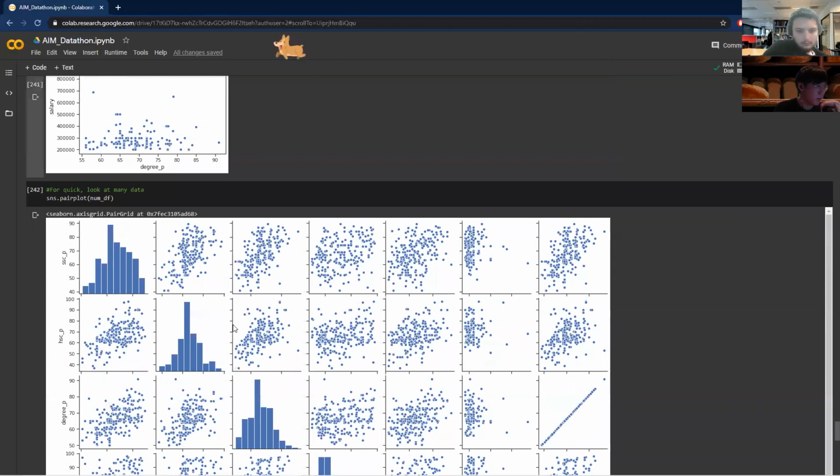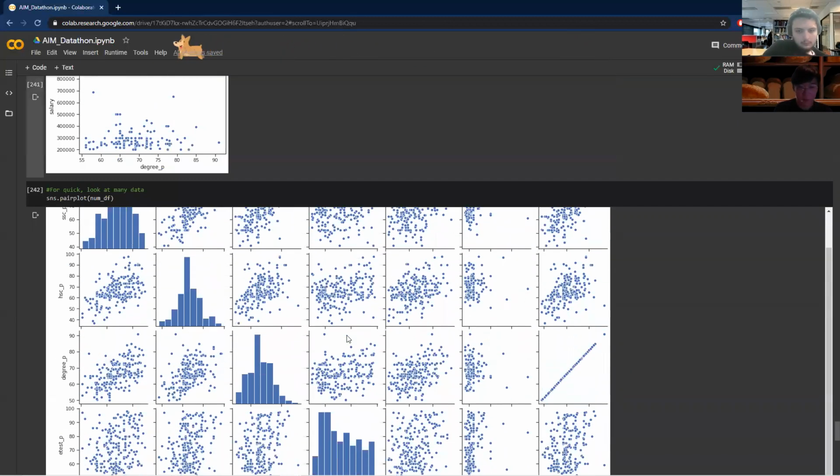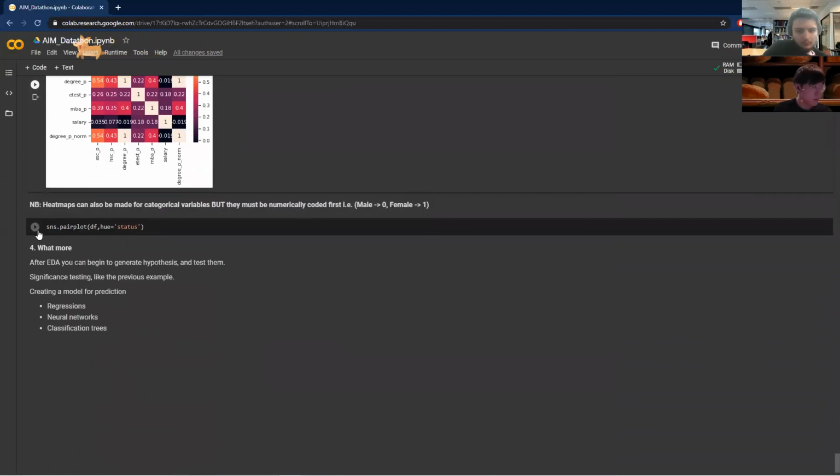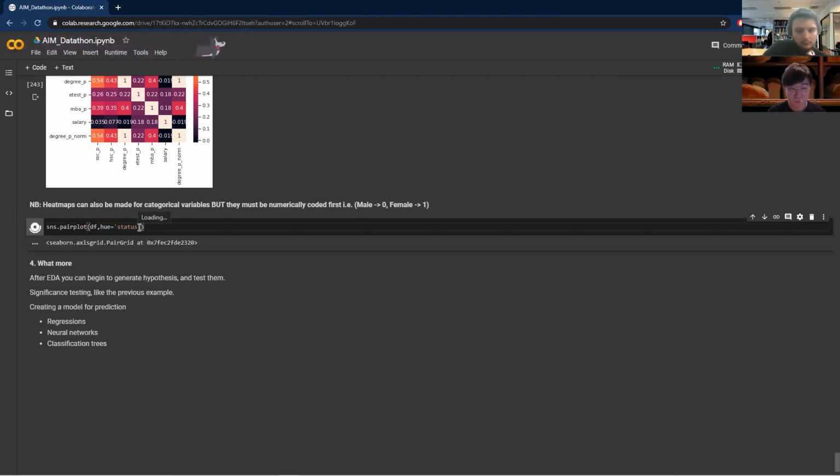But also with pair plots, a very good thing is that you can separate the pair plot with an interesting variable that you might think is good to separate them with, like a category that you think is interesting. So I'm doing another pair plot and separating it by the status. The status is, once again, whether they landed a job or not.